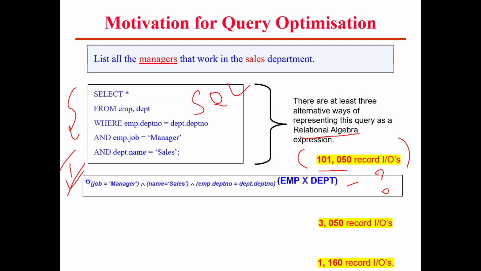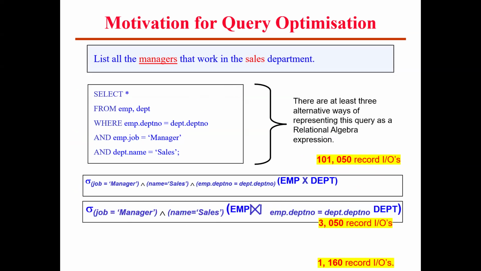Now let us see the second way. This is another way of rewriting the SQL query in another form of relational algebraic expression. As I told you, there are two ways to join two tables. Here we are joining two tables in SQL. In relational algebra, the tables can be joined by using a Cartesian product or by a join.